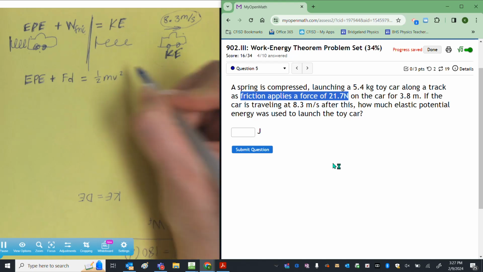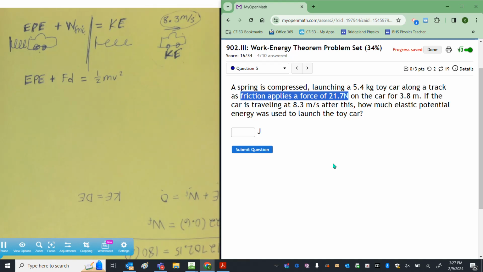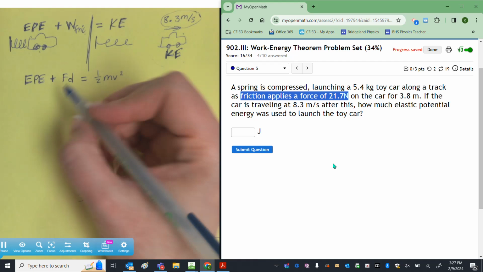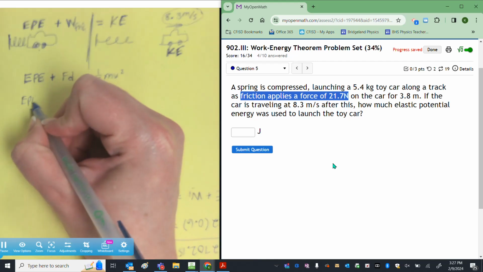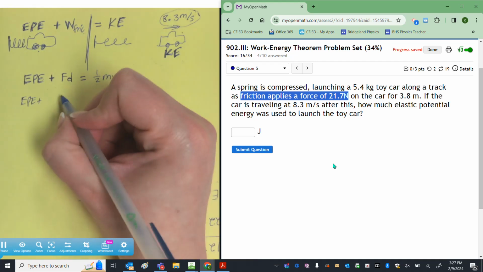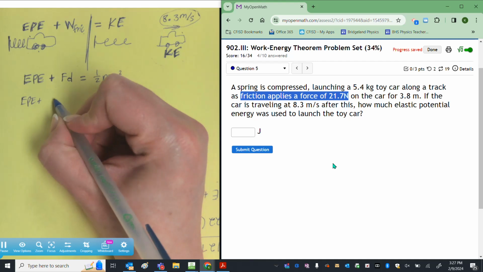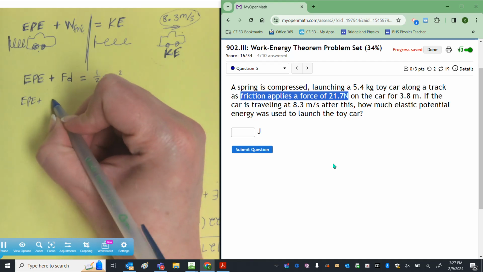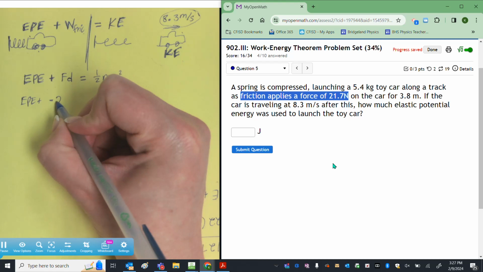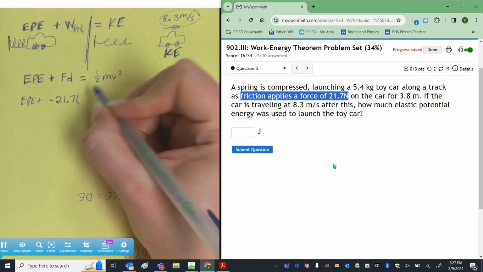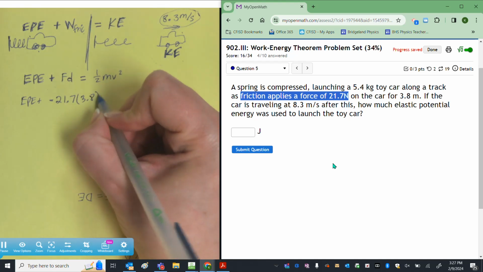They didn't give me the amount of work. They didn't give me the amount of kinetic energy. Instead, they gave me a mass and a velocity and a force and a displacement. So now we can substitute in. EPE plus this work done by friction is going to be a negative force because it's friction. So negative 21.7 times 3.8 meters. Again, I'm getting those numbers from the question.